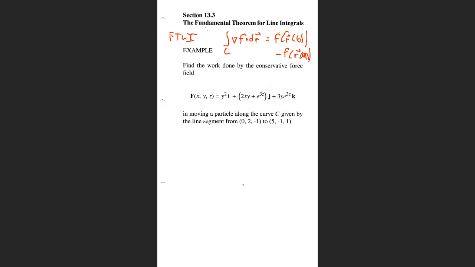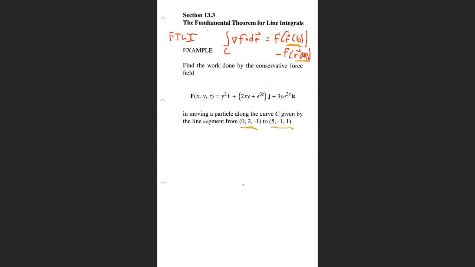Essentially it means find the potential function f and substitute in (5, -1, 1) for r(b), and then substitute in (0, 2, -1) for r(a), which is that coordinate, and then take the difference of the function values. So, okay, let's find the potential function.